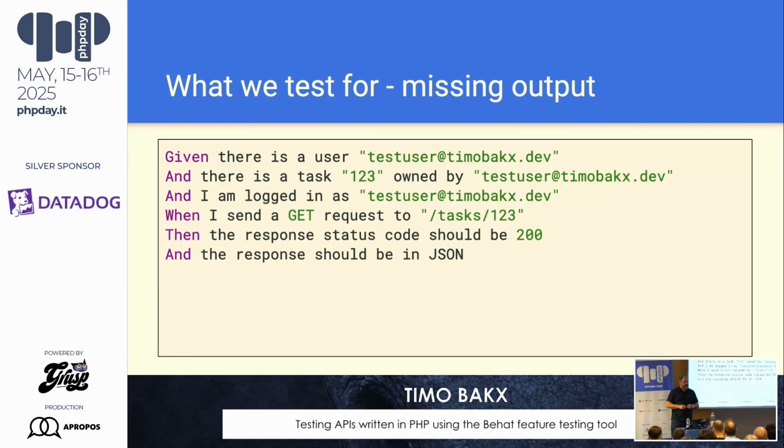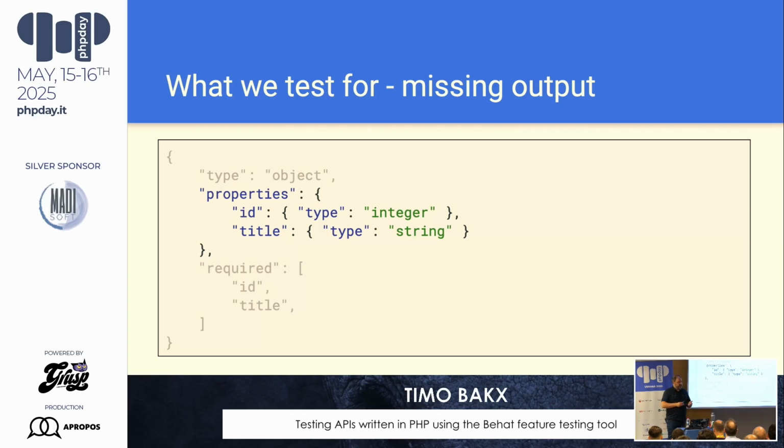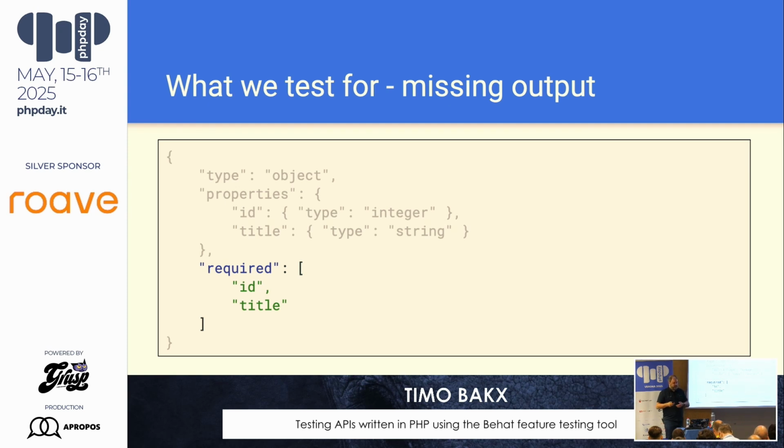We start with the happy trail again, and we add a JSON schema validation check. Inside that schema file, we make sure that the properties are there and the correct type. But we also make sure that everything that we test for is required. This way, we're sure that we're not forgetting anything, because by default, the JSON schema checks will not complain if anything is missing.